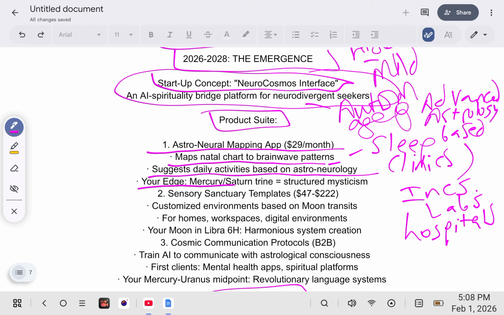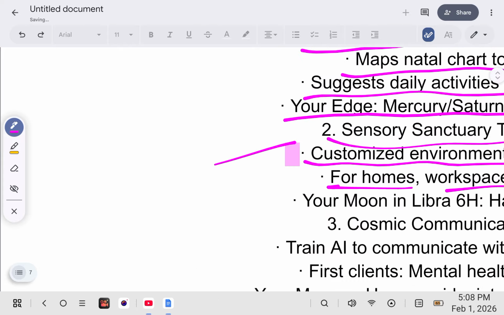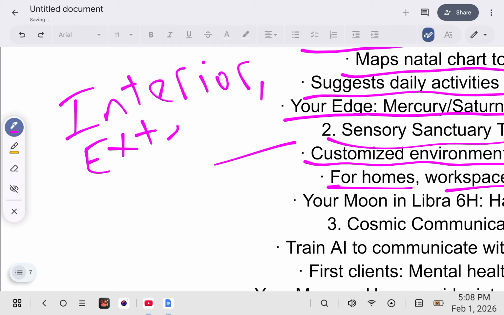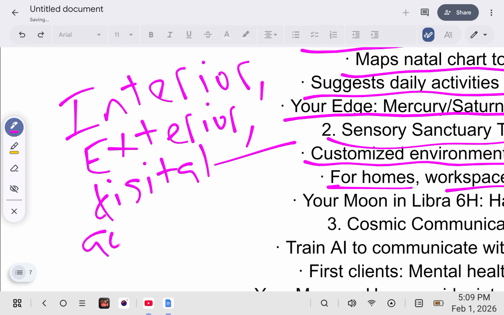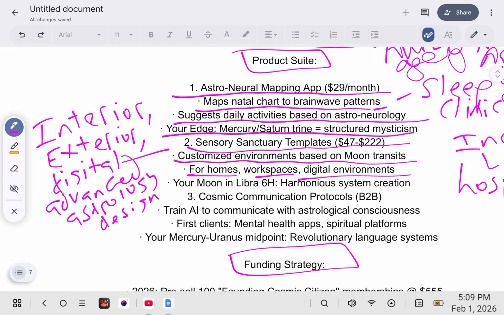So here's the edge. I have a Mercury Saturn trine, and that equals structured mysticism. Sensory Sanctuary templates, $47 through $222. These are customized environments based on moon transits for homes, workspaces, digital environments. So, interior, exterior, digital, advanced astrology design. Again, I don't know who's doing this stuff.